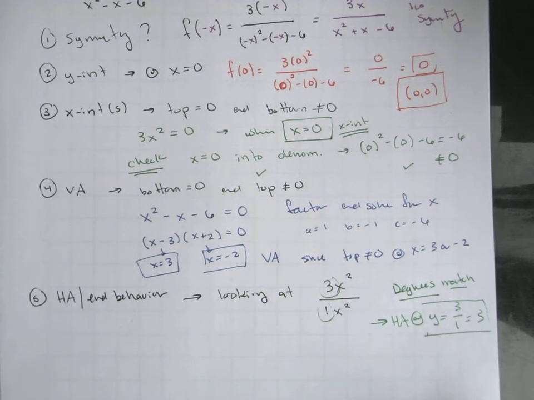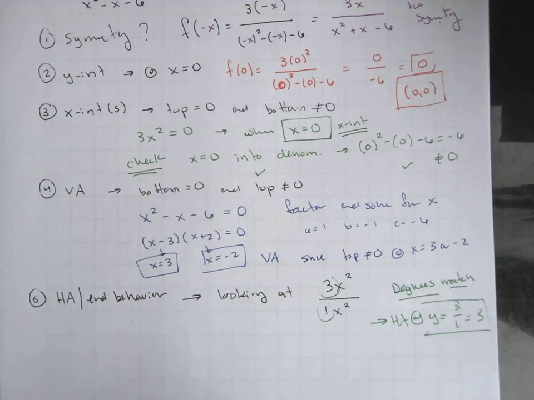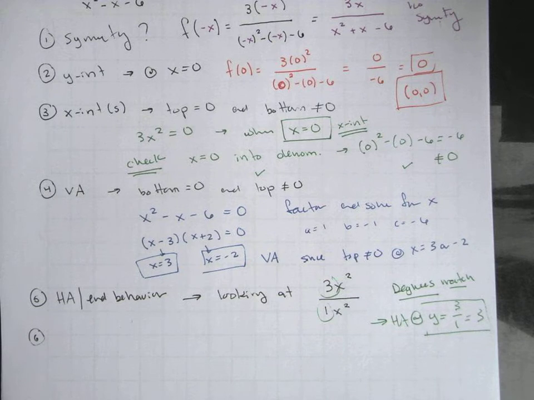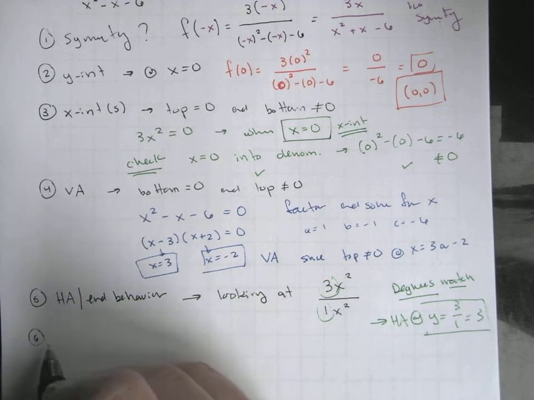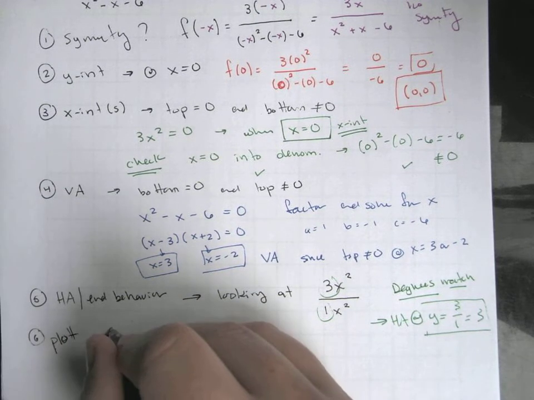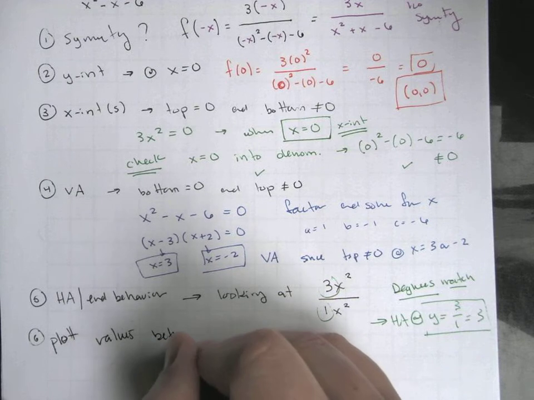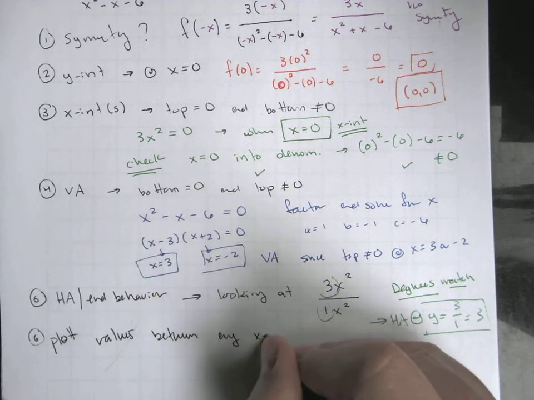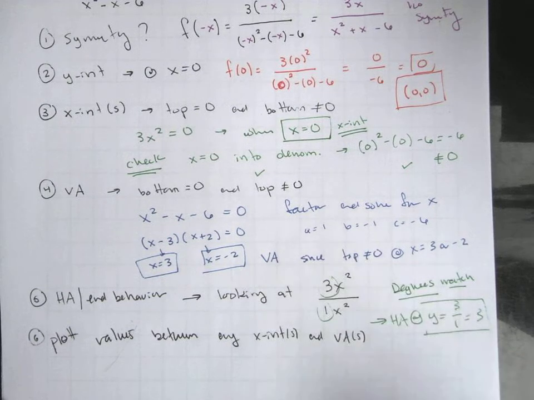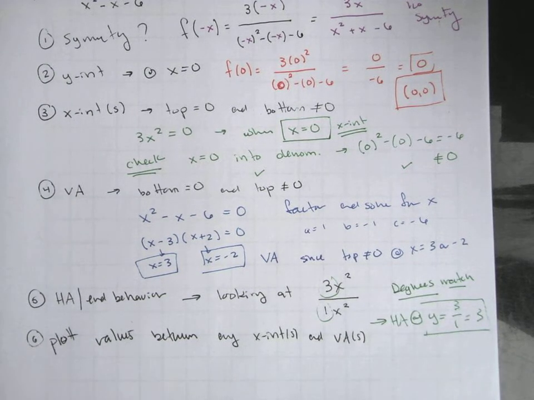Let's try to put all this information together. Step number 6 is we kind of want to make a little table. So this is sort of new, we haven't seen this yet. So we need to plot values between the x-intercepts and vertical asymptotes. So I sort of need to know values that are between all those things.